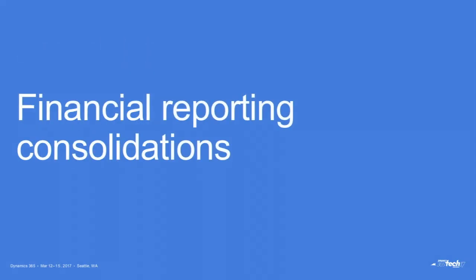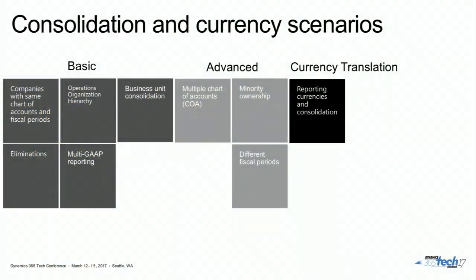So now we're going to move on to financial reporting or soft consolidations. You can do quite a few things with the financial reporting consolidation. It's a soft consolidation, meaning the eliminations aren't posted unless you use an elimination company. We can do things such as basic chart of accounts in same fiscal periods. We can use organization hierarchies to get that aggregated consolidation. We can handle eliminations and multi-GAAP. We'll cover all of that.